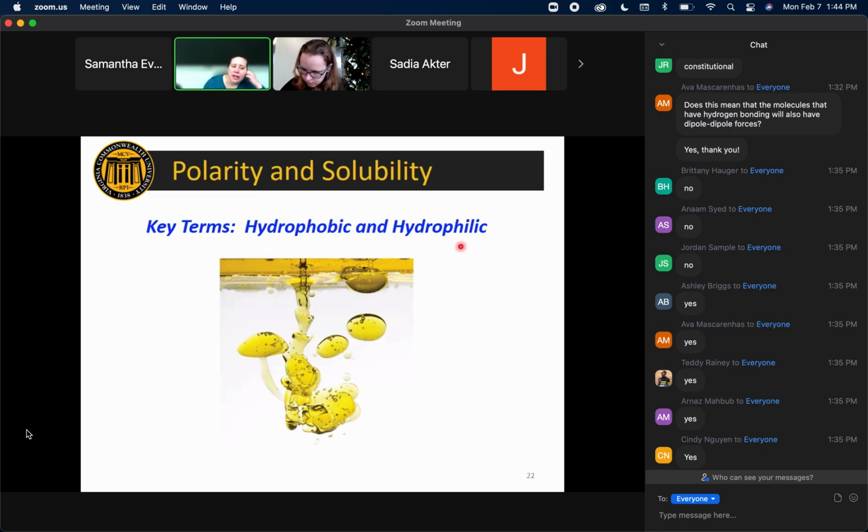On the opposite side of that, hydrophilic literally means water loving. And so hydrophilic molecules are going to tend to be polar molecules. They're going to tend to be things that are stabilized by the strong dipole that water has and carries around with it. And so they're going to be typically polar molecules.